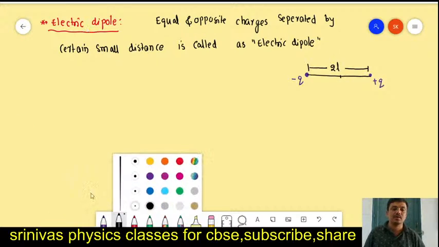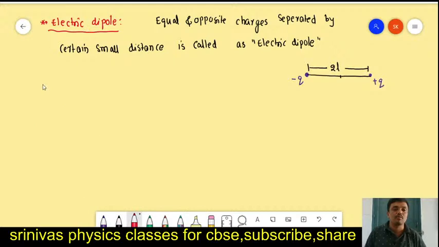Now the next one is, what is electric dipole moment? Electric dipole moment.